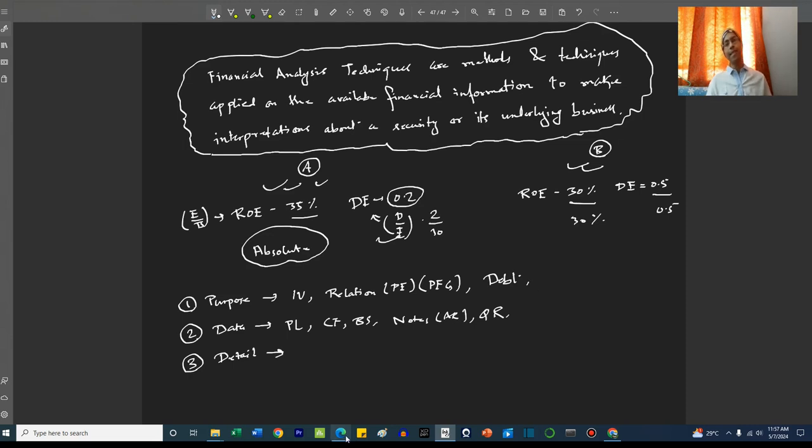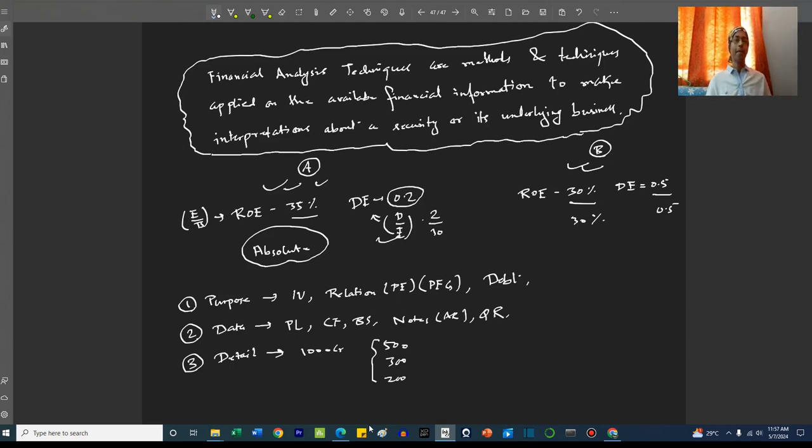So for example, we can say the revenue of a company is 1000 crores. That is one level of detail, right? And we can also say that the company operates in 3 segments, and the segment revenues are 500, 300 and 200. This is another level of detail.